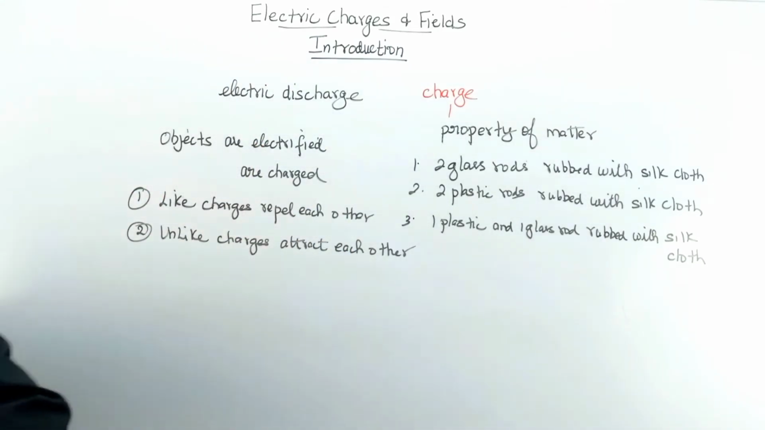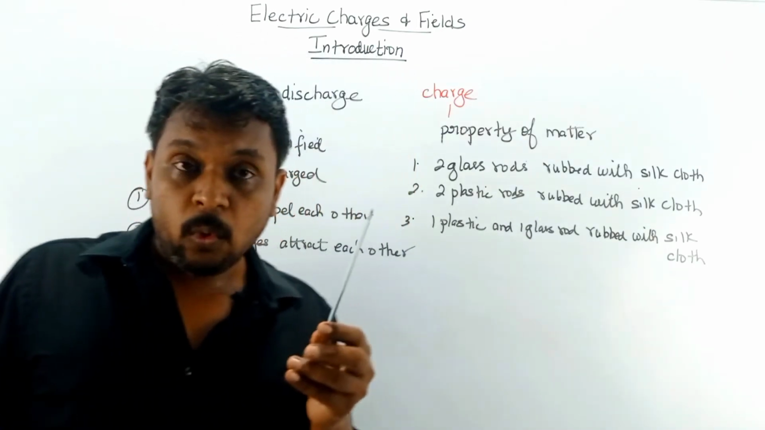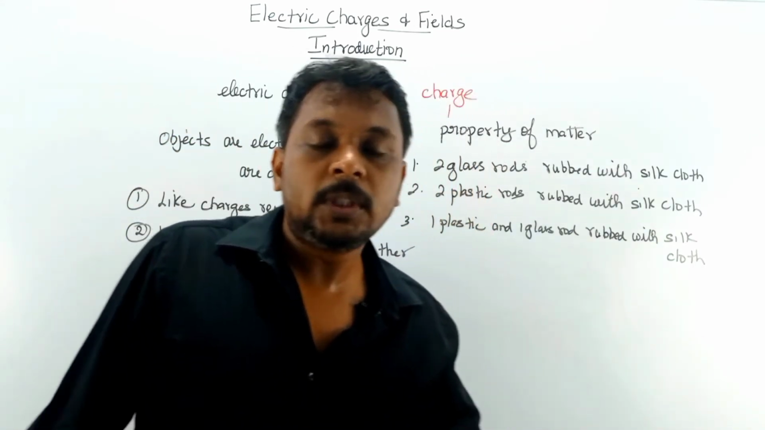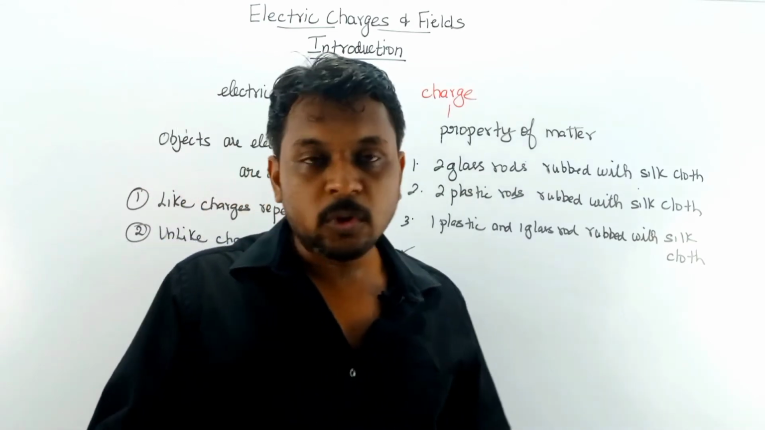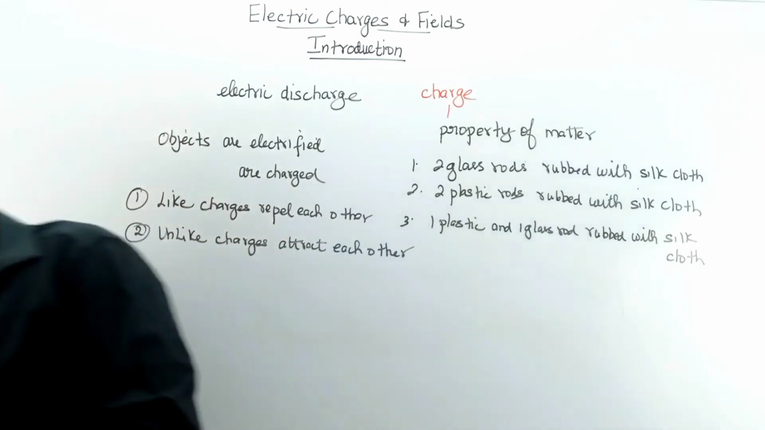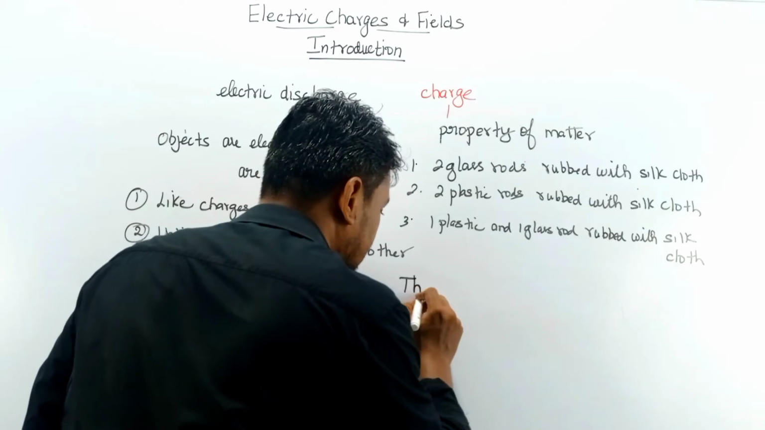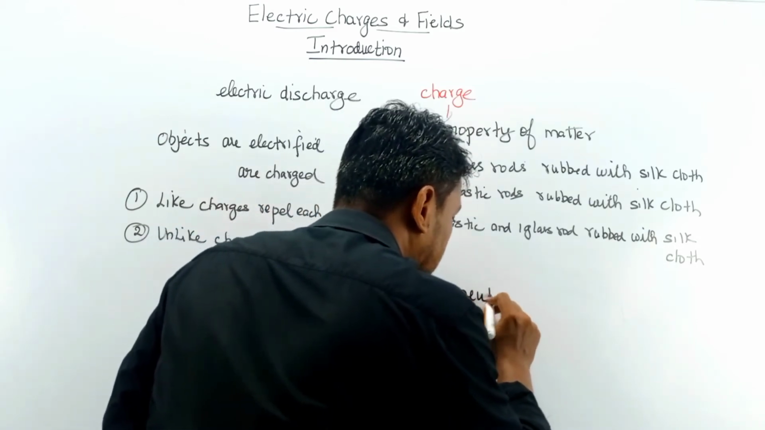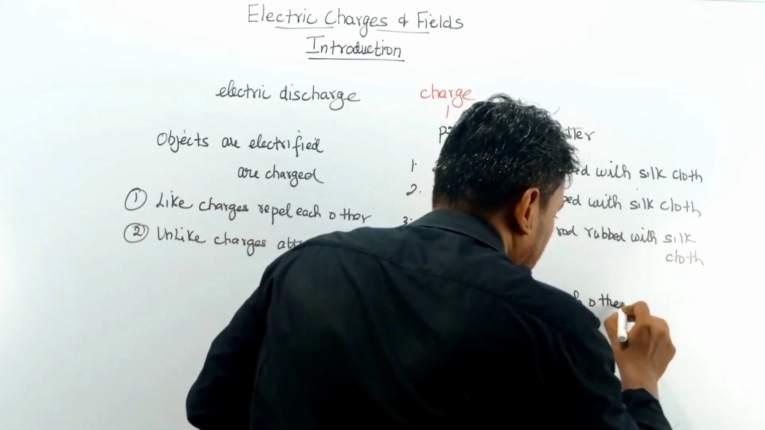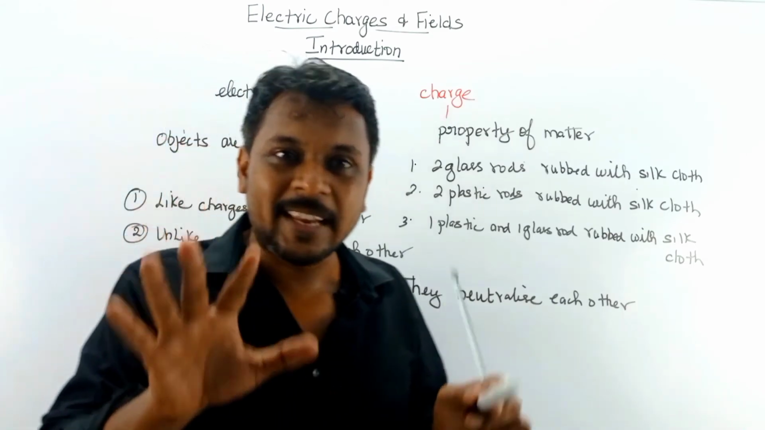Now see that when the glass rod, after rubbing with silk cloth, is brought back to the silk cloth with which it was rubbed, there is no change. So what do you conclude? From this, they conclude that they neutralize each other. What do you mean by neutralization in this particular phenomenon? It means some kind of balance takes place.